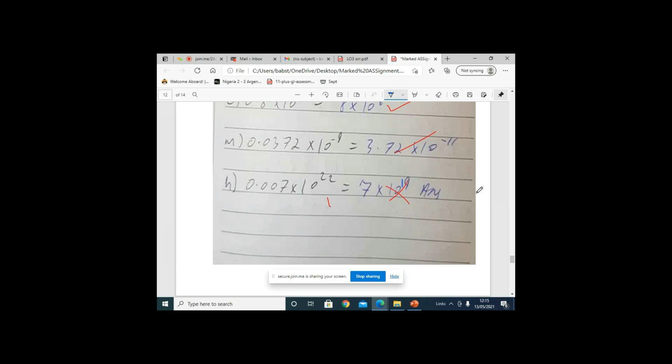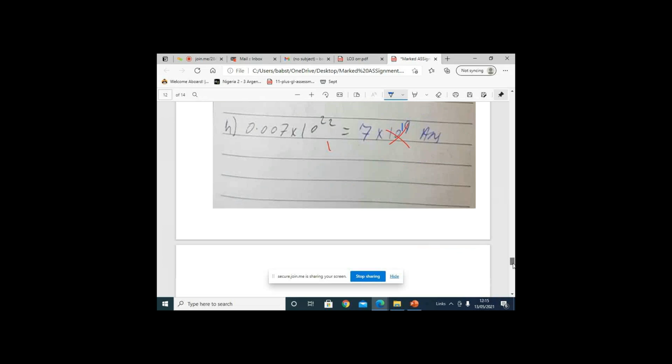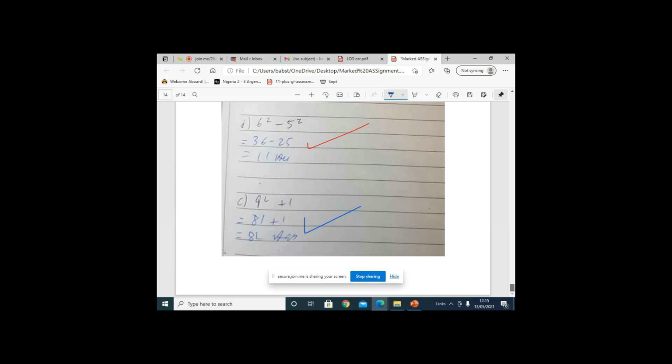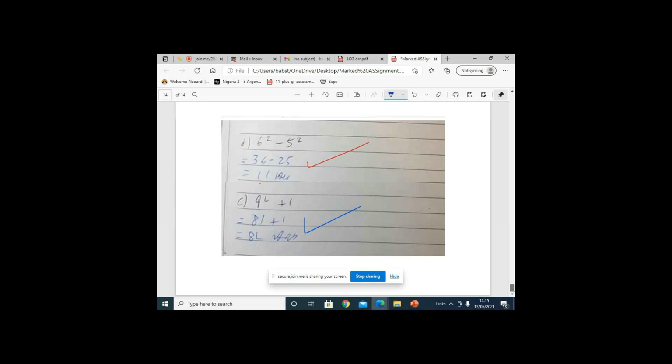So you wrote 22 here. It's meant to be 19. I think you just missed the one there. That's the only correction there. Yeah. And this one was fine.